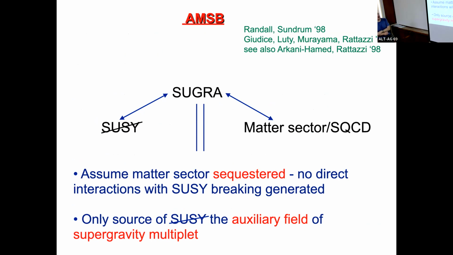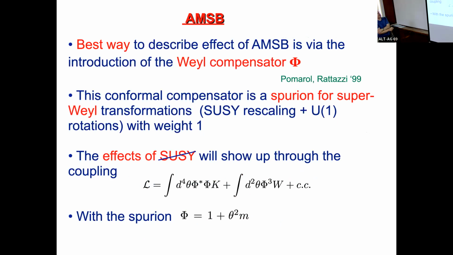This was called at some point RS0, because it was first written down by Randall and Sundrum, before the theories that became known as RS. So this is a different paper, and then also Giudice, Luty, Murayama, and Rattazzi, and later on also Pomarol and Rattazzi. So we are assuming, again, the matter sector is sequestered. There's no direct interaction with supersymmetry breaking generated, and the only source for supersymmetry breaking will be the auxiliary field of the supergravity multiplet.